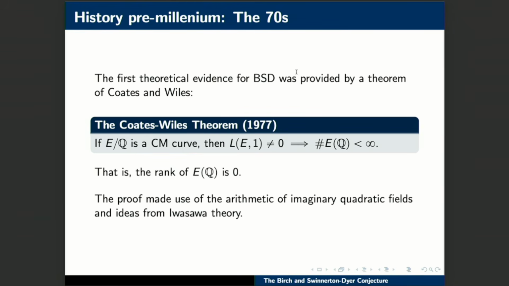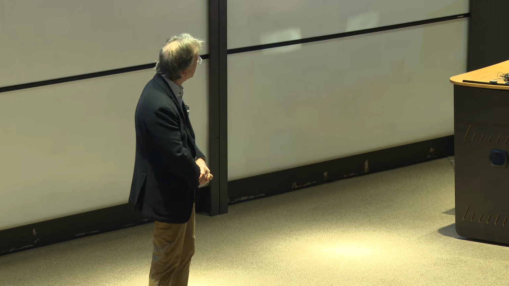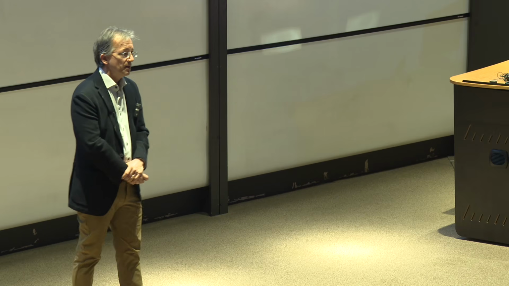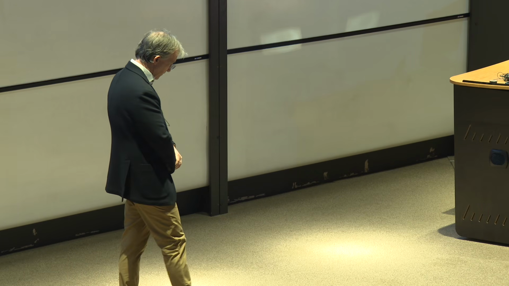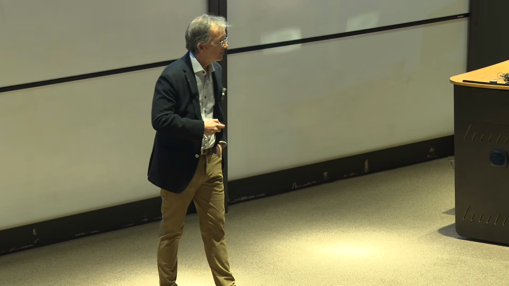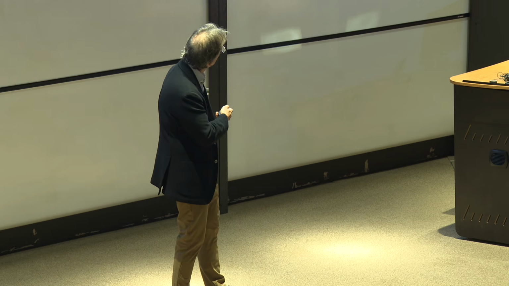And this was significant for many reasons, I think. This proof made use of the arithmetic of imaginary quadratic fields. That's not surprising, since the curves have complex multiplication. There's an imaginary quadratic field lurking in the background. But it also introduced the use of ideas from Iwasawa theory into number theory, which involve doing p-adic analysis. And I think at the time, probably most people in number theory didn't expect that to be at all related to the arithmetic of elliptic curves.